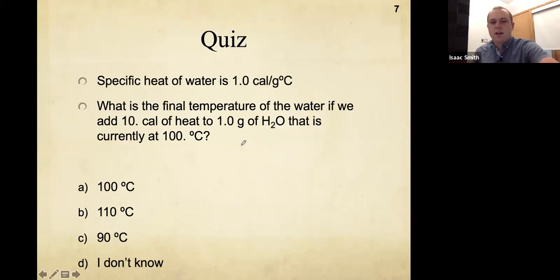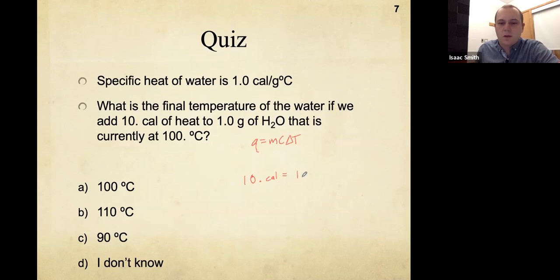Okay, so walking through what we did last time. We have Q equals mcΔT, right? This is the equation we learned from the last lecture. Q we know is 10 calories. Mass would be 1 gram. And then we have our specific heat of water, which is 1.0 calories per gram degrees Celsius.